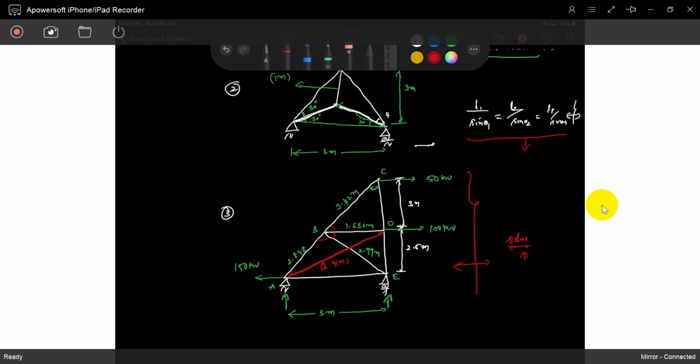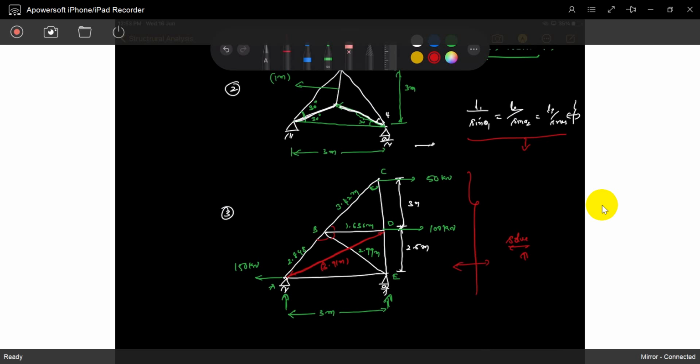Next class we have another topic, lack of fit. It is not mentioned in the syllabus, but I want to explain it. It will not come in our examinations, but in competitive exams they will ask lack of fit problems also. That's why I want to explain it.